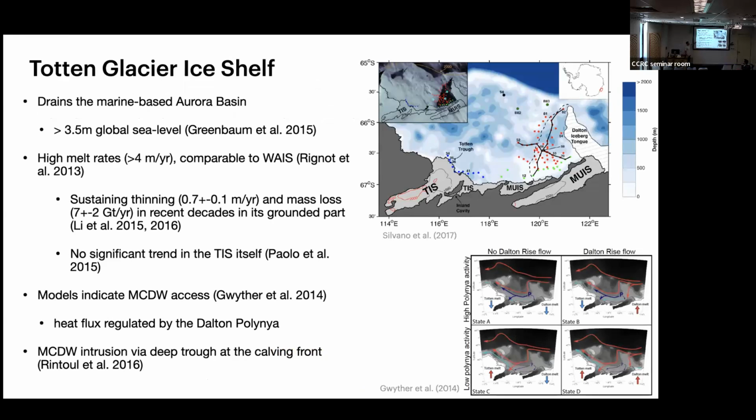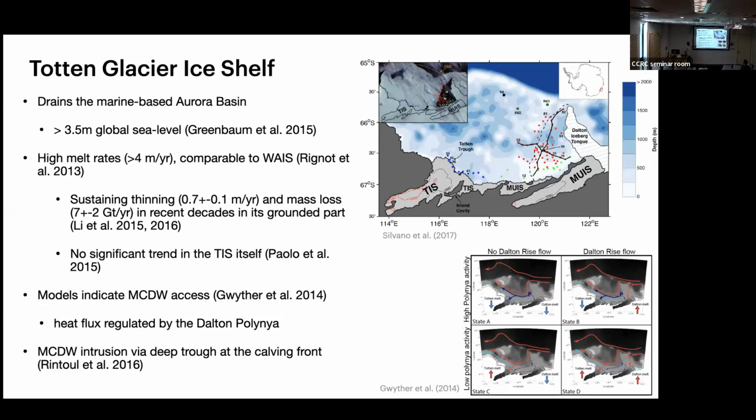While there haven't been significant trends in the Totten ice shelf itself, thinning and mass loss have been observed in the grounded part. Some model studies have shown that modified circumpolar deep water does have access to the continental shelf in this region. It has also been shown that the heat flux associated with a coastal polynya, the Dalton polynya, just here in front of the Moscow University ice shelf, also regulates the heat access towards the Totten and Moscow University cavities.